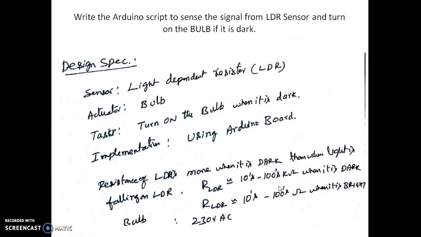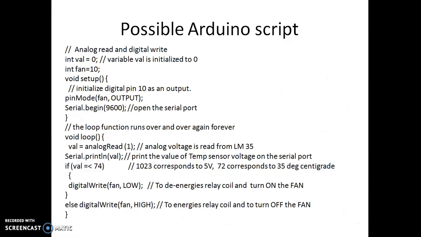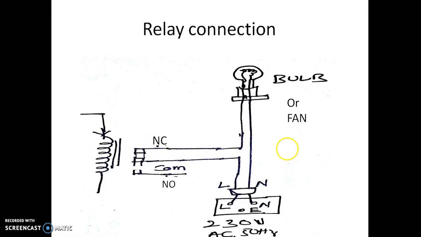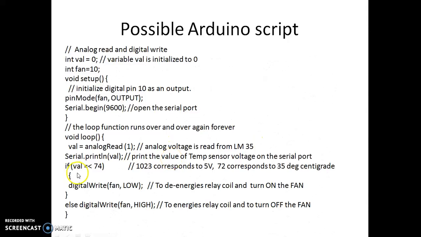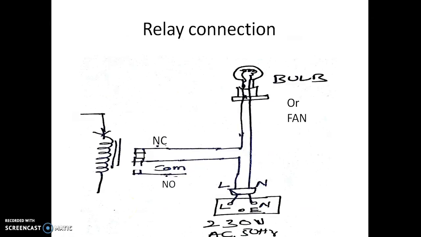The fan will keep running because the fan or the bulb is now connected with NC and the common. Suppose this statement is false. When is this statement false? If the temperature is more than 35 degrees centigrade. Then this condition is false. When this condition is false, we are putting a high onto pin number 10 here, which will be connected to the relay.